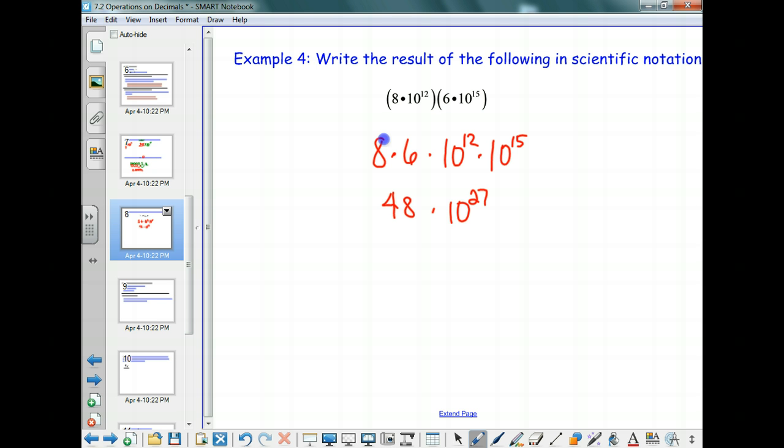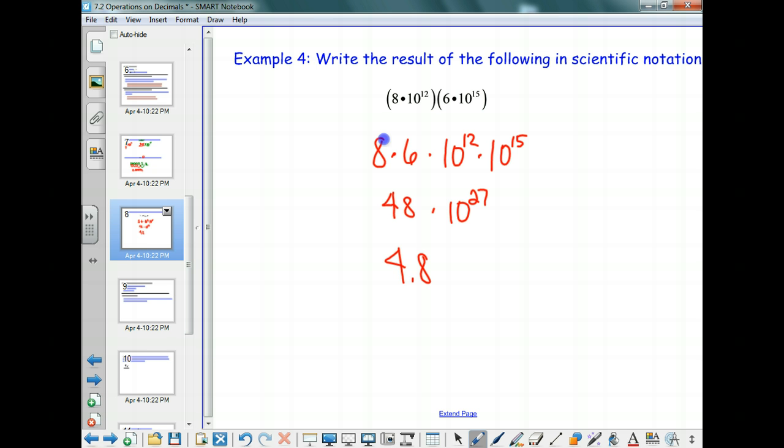Yeah. That number 48 is, say it louder for everybody. It's not between 1 and 10. And if it were in scientific notation, it should be. So what number would I like it to say instead of 48? 4.8. Was 48 a larger number or a smaller number? Larger. It was large, correct?